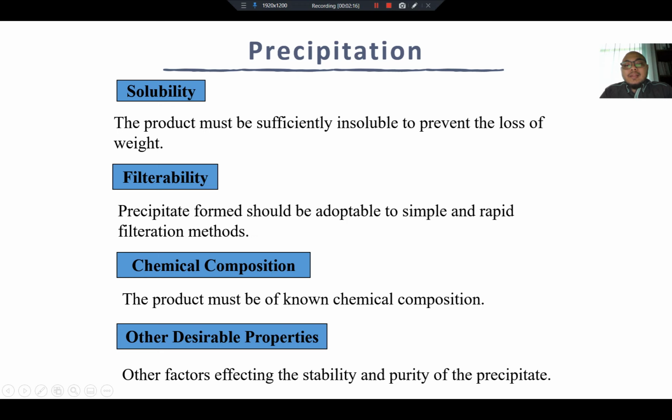Okay, so other desirable properties that can affect the stability and purity of the precipitate. Kalau contohnya macam saya cakap tadi, kalau kata dalam that particular matrix sample you have other kind of impurities that can affect the purity of the chemical composition, okay, so it will give result when you do the gravimetric. That is the requirement lah for the gravimetric under the precipitation.